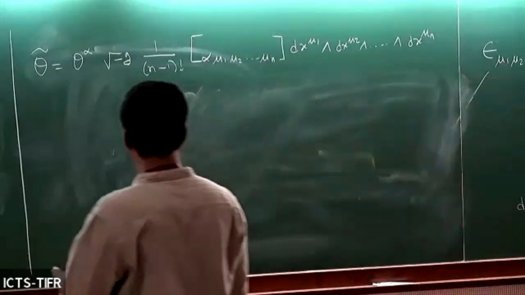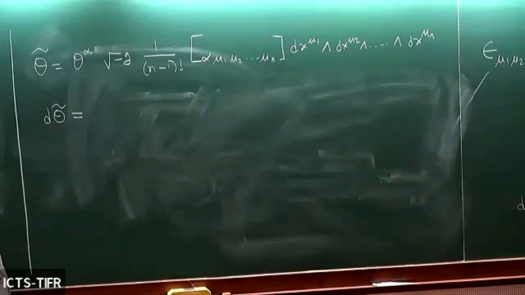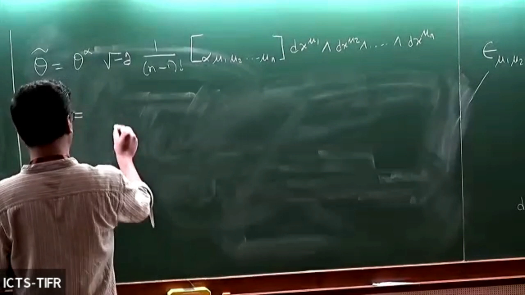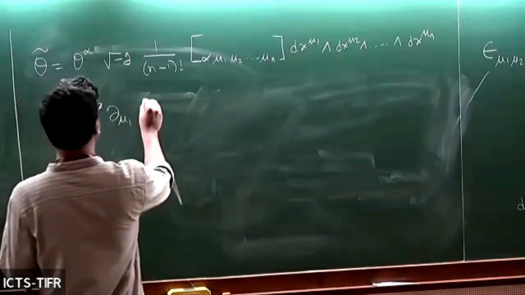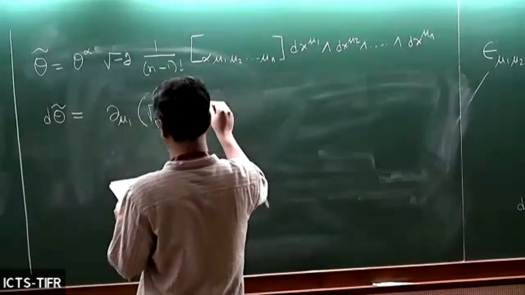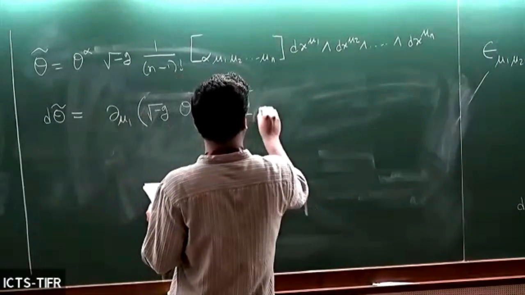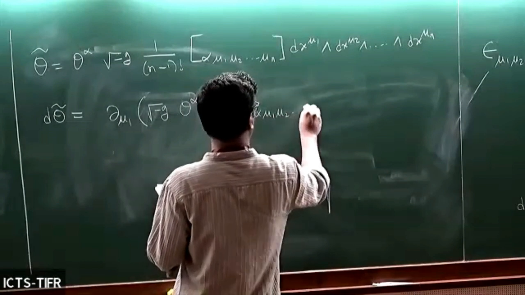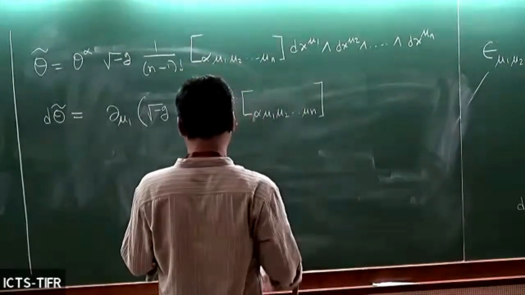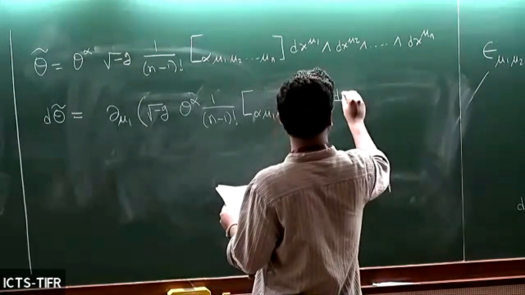Let's see. What is d of phi tilde? Theta tilde. What is this object? Let's use the definition discussed by Jahanud last class. We will take d of mu1, this is the index, square root of minus g, theta alpha. This object is 1 by (n minus 1) factorial, epsilon alpha mu1 ... mu n. Let's do this. And then I have d of x.